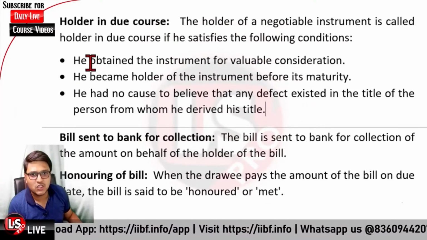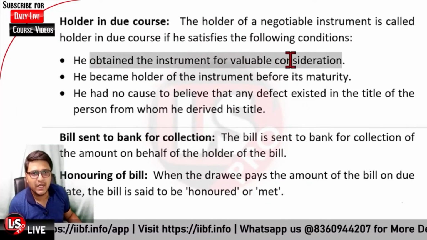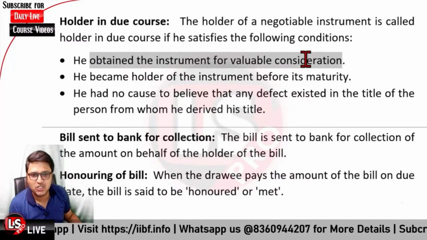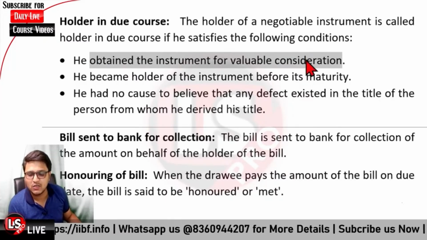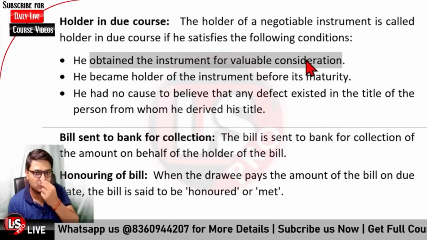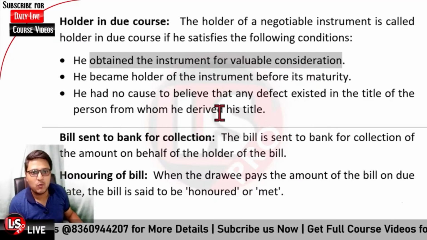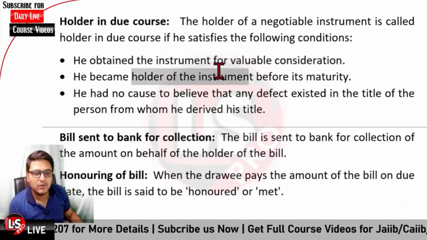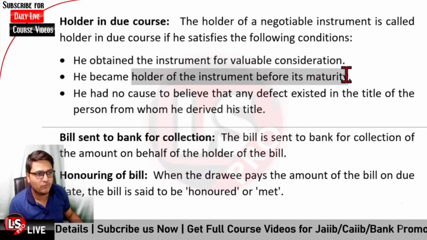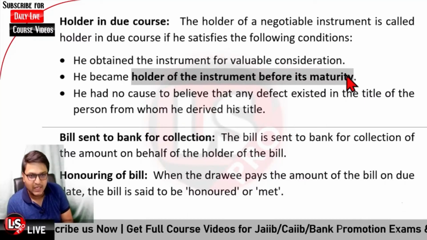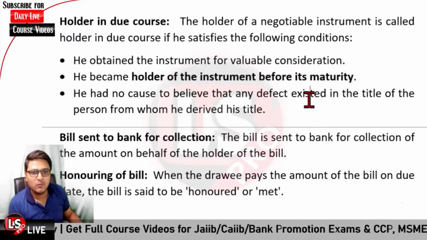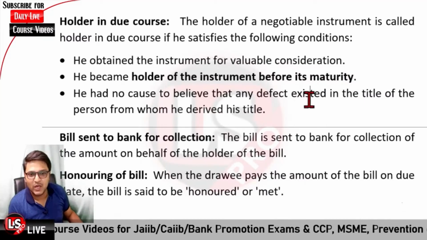Okay, so what are the conditions for holder in due course? That he obtained the instrument for valuable consideration, that there was some valuable consideration for which he received the instrument, and further he became holder of the instrument before its maturity. It is also very, very important. Why is it important?